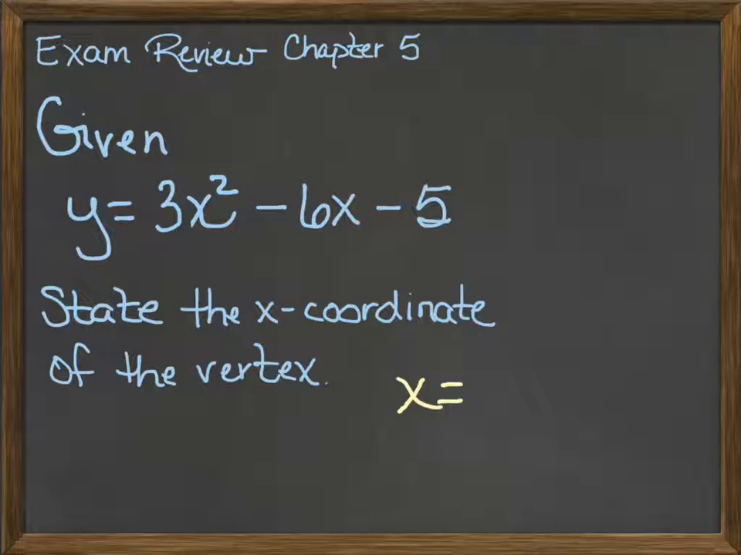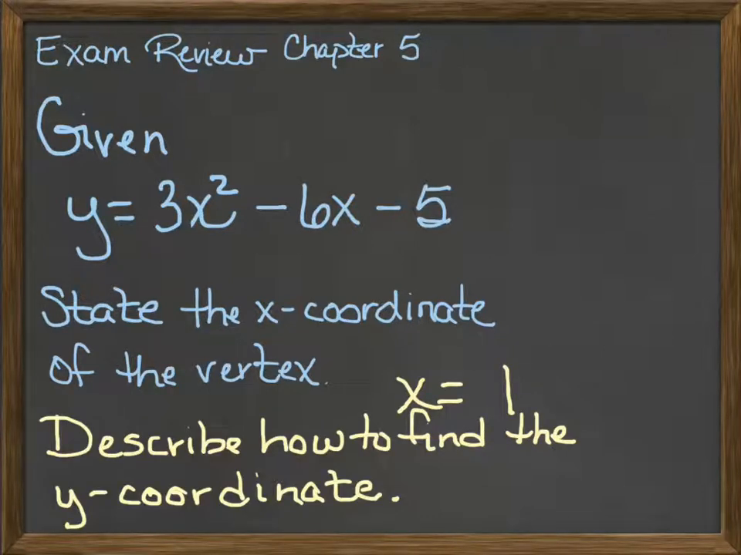Locate the value of b, negate it, put it over the double of a. Answer is x equals 1. Okay, and again, this just gives us the first partner in the ordered pair, the x value. So to find the y-coordinate now, you would take each of these x values that we've talked about and run them through the original equation to give you the y-coordinate.